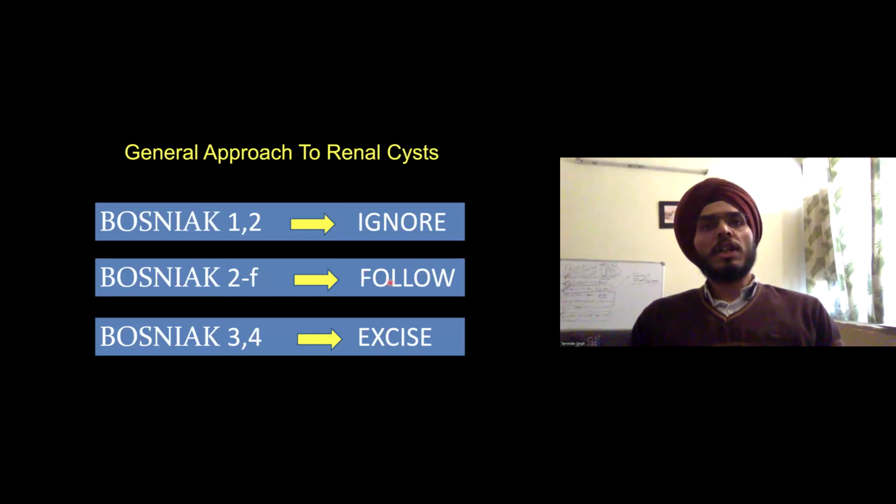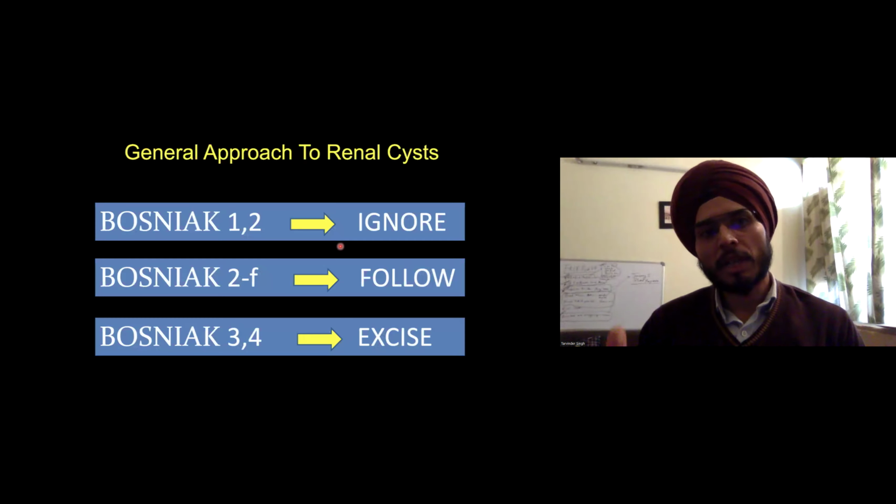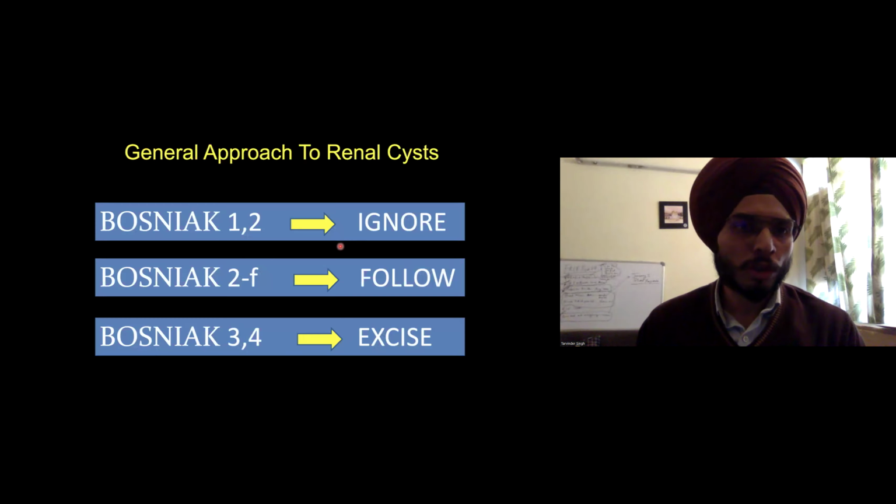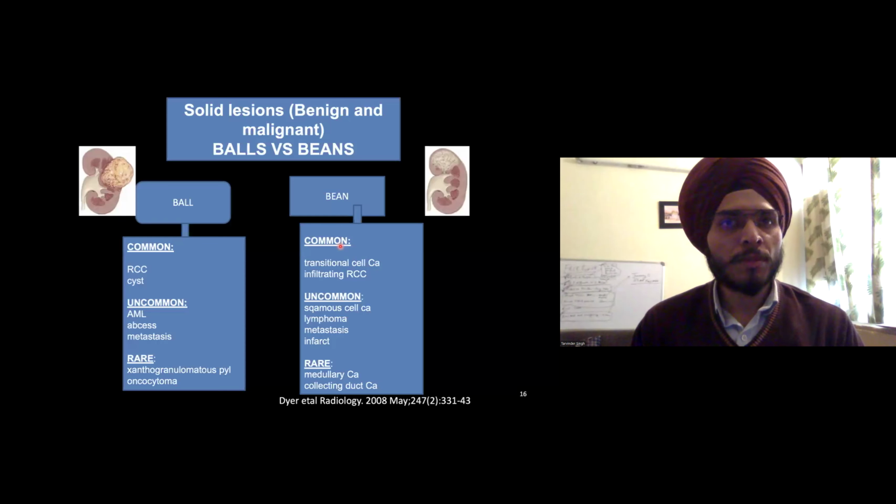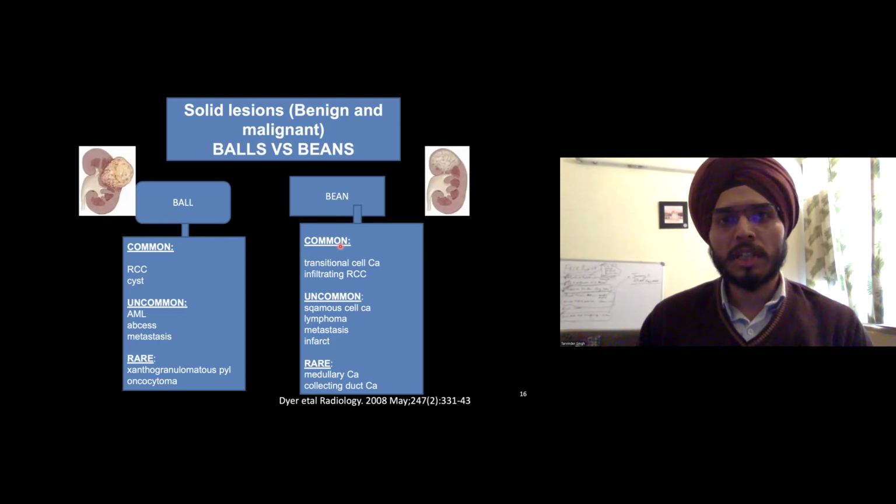So there is a general approach to renal cysts. Bosniak type 1 and 2 cysts we usually ignore. 2F we have to follow. 3 and 4 we have to excise. So coming to the solid lesions, these can be benign or malignant. They can be classified into ball type versus bean type of lesions.